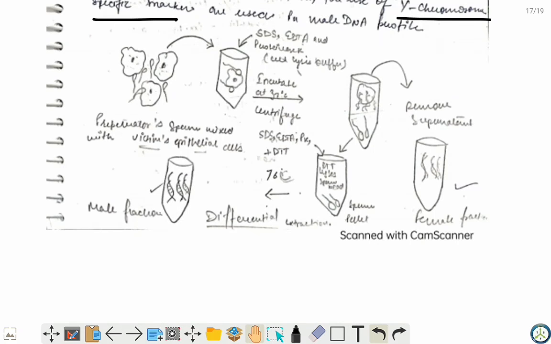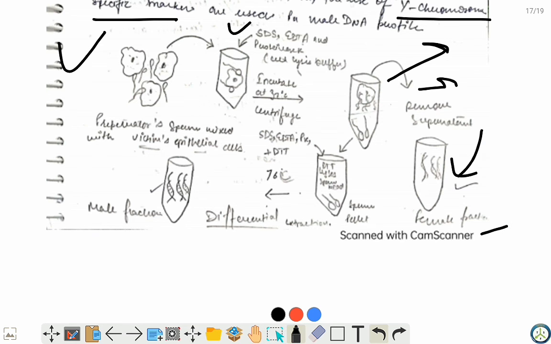So if we look at the process, we have a mixture of both male and female. First of all we have to add SDS, EDTA and proteinase K, and then incubate at 37 degrees centigrade. Then the female fraction will remain on the upper side of the tube, and the male fraction, due to its heavy nature, will remain below in the tube. Then we transfer the supernatant to a new tube, which will contain the female fraction.